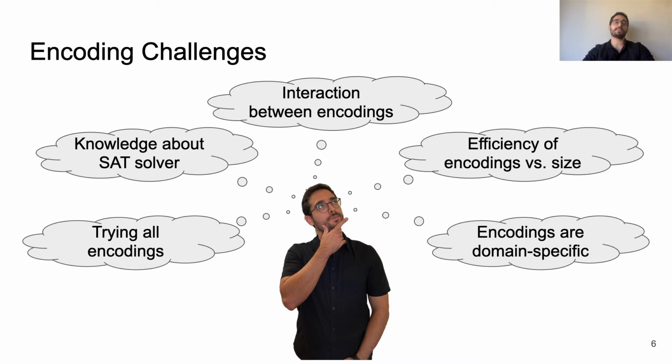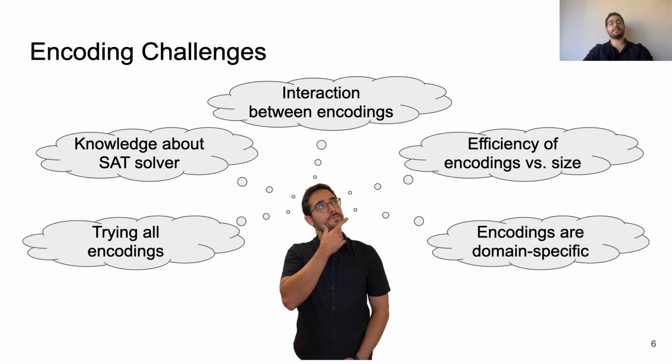For example, there are many different encodings, and trying all of them is labor-intensive and time-consuming. Furthermore, the developers need to have a deep knowledge about details of SAT solvers and how different encodings interact with each other to choose the right encodings for their tools. Also, some encodings might work well for easy problems. However, when the formula grows, those encodings may not have good performance. Moreover, encodings are domain-specific, and one encoding can be the best in one domain, but it may perform poorly in other domains.